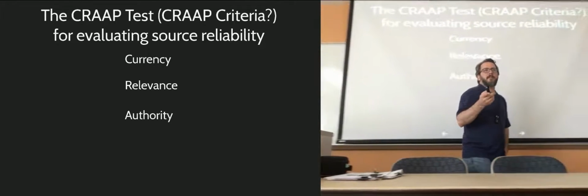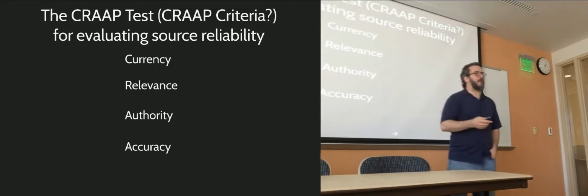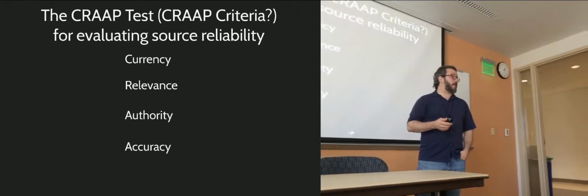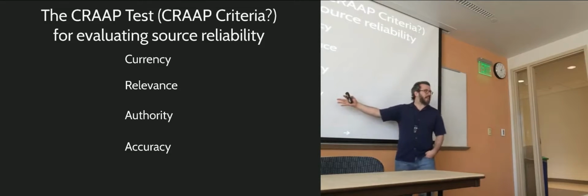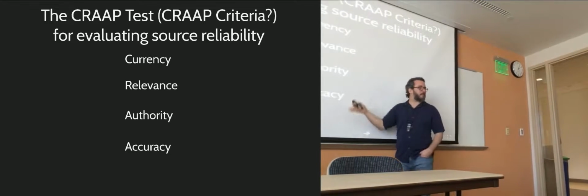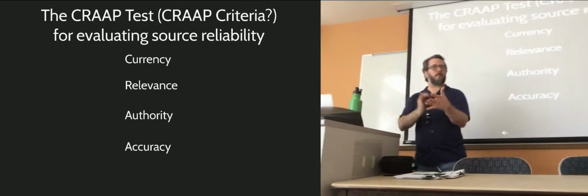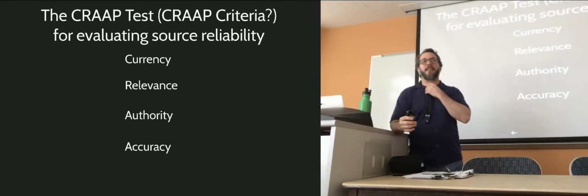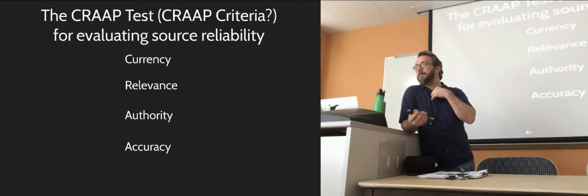What's the other A? Accuracy, which I've got to be honest with you guys, is the one I'm the least impressed with. Really, accuracy? If I knew how to assess accuracy, I wouldn't be asking the questions in the first place. But if we wanted to lean in a more helpful direction, I might say something like evidence. Do they offer evidence? Then it would be like a CREAP test, maybe, but that's not as fun.